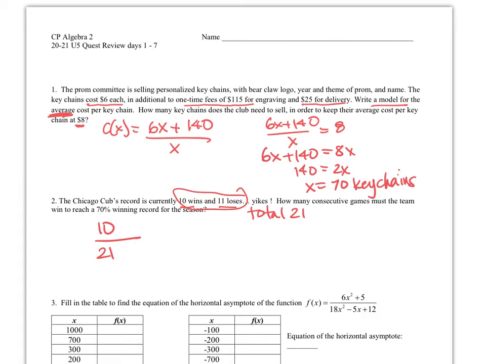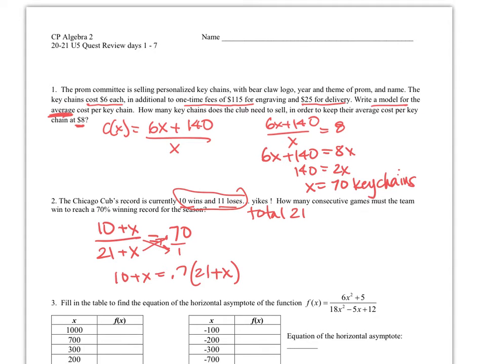How many consecutive games? So we're going to be adding the number of wins as well as the total number in both the numerator and the denominator. And we want that to be 70%. So what we can do next is either cross multiply or multiply by the denominator there, and if that had a 1. And then we would have 10 plus x is equal to 0.7 times 21 plus x.